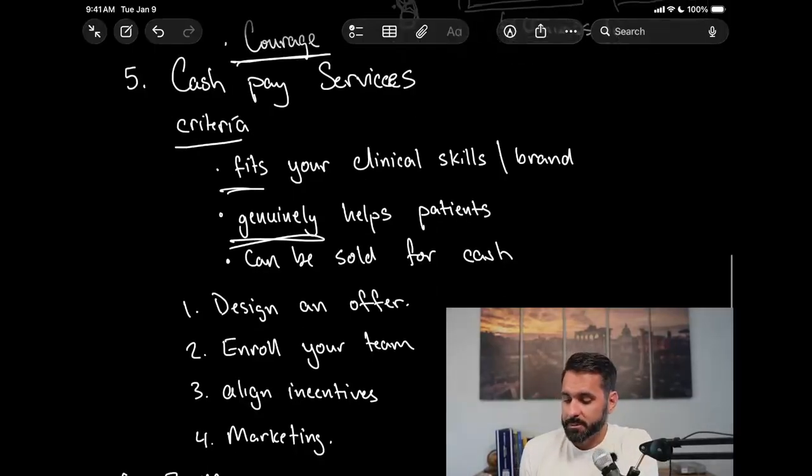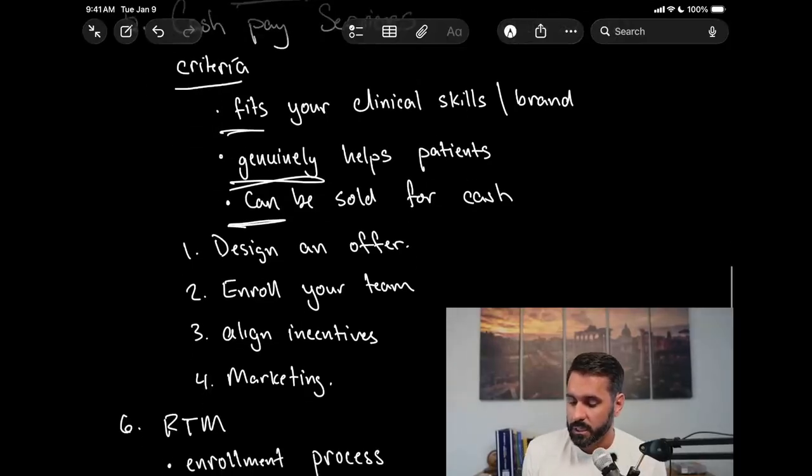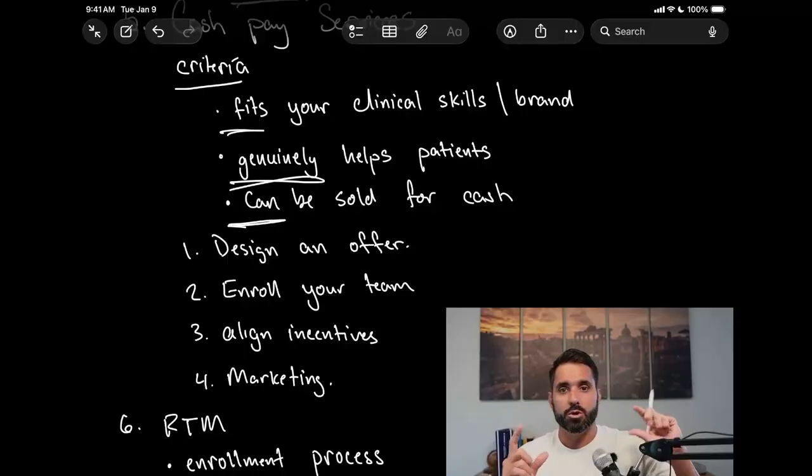And then lastly, it needs to be sold for cash. It can be sold for cash. If you do those three things, then you'll start to narrow in on a bucket of services that you can start selling for cash.